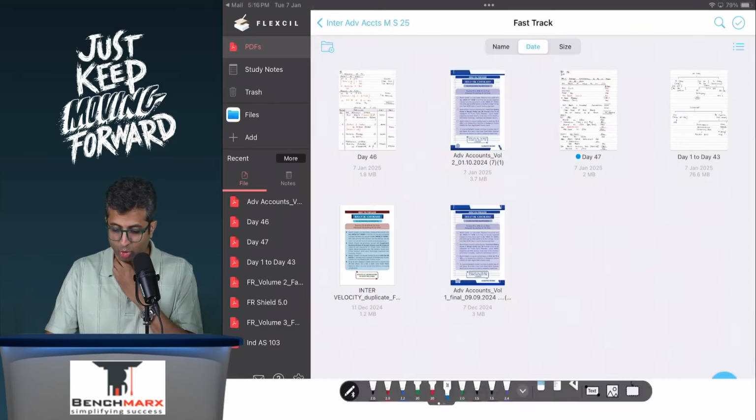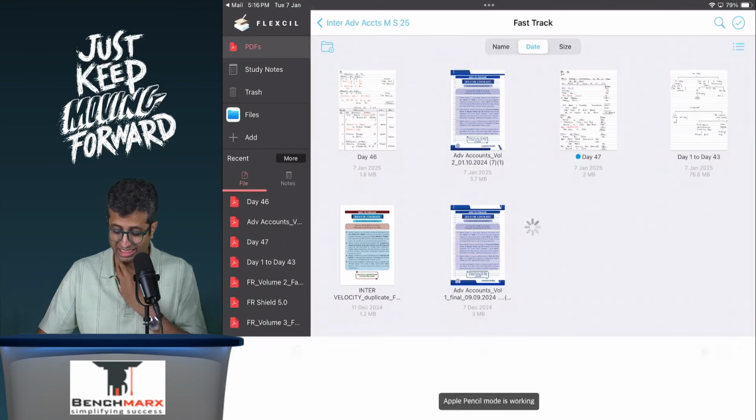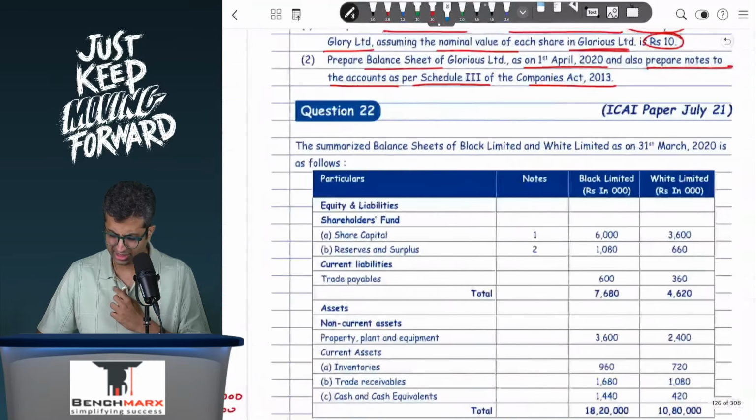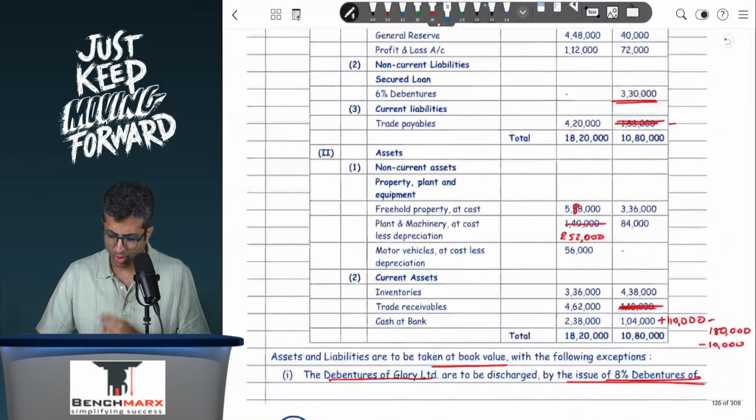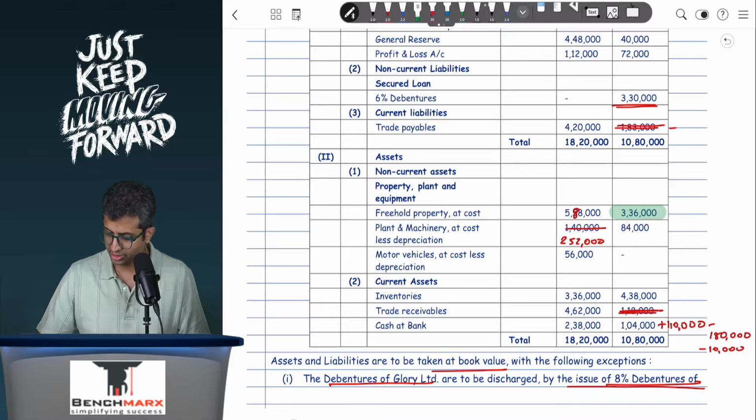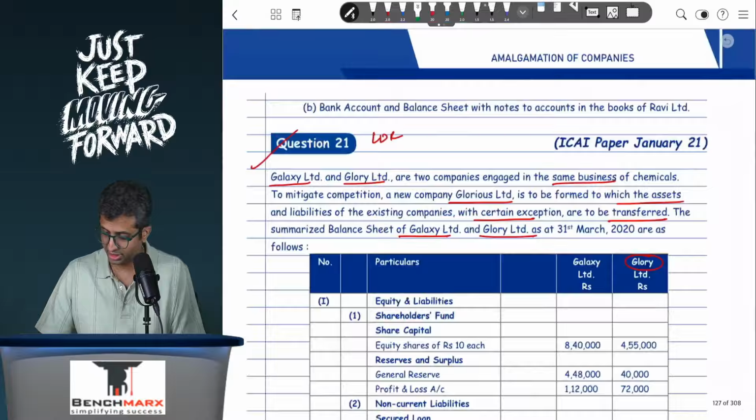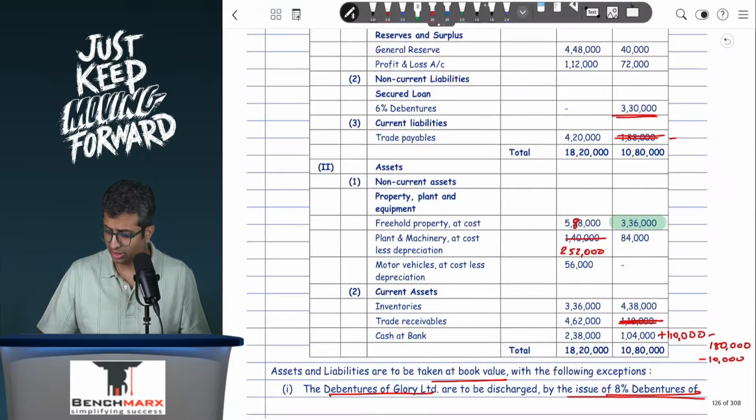Now, when you go to the more complicated version, that is Glory, Galaxy was relatively easier. When you look at Glory, I will again take over all the assets. 336 plus 84, plus there will be a goodwill of 168, plus inventory worth 438. Trade receivables are fully collected, so you don't have to take over separately. And then a net cash balance of 24,000.